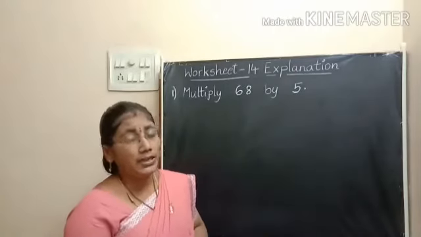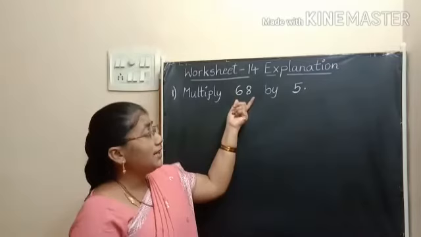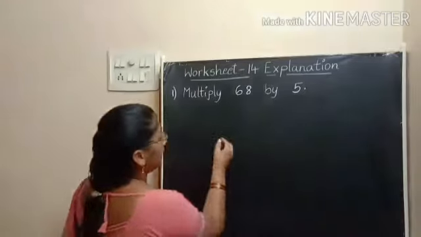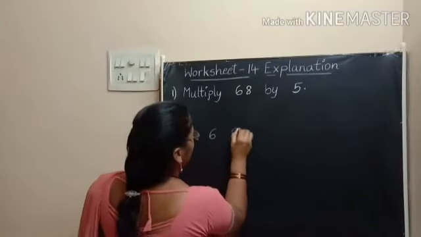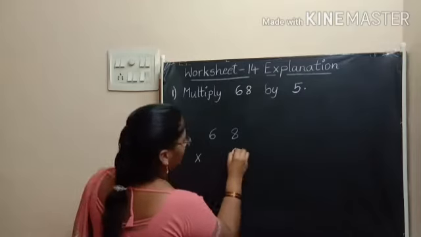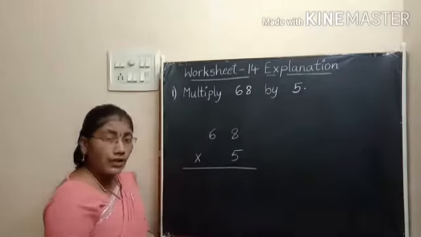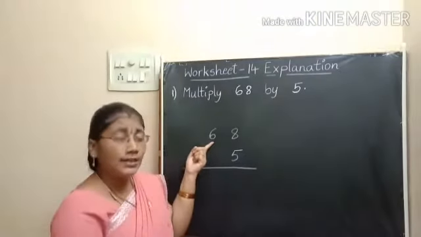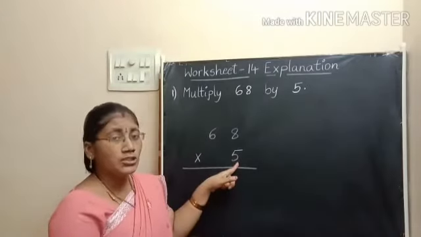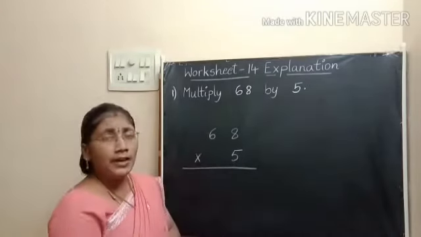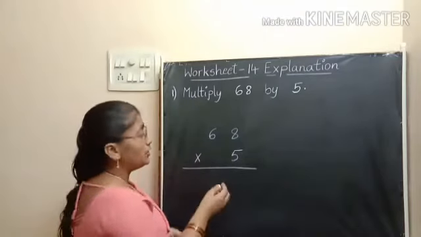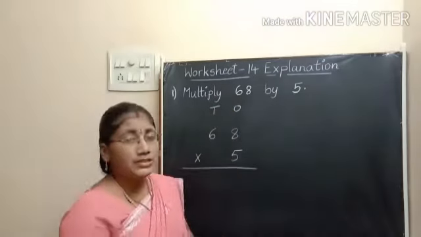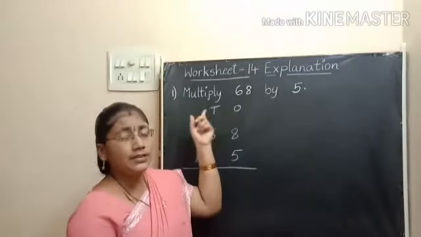Here 68 is the multiplicand, 5 is the multiplier. Now we should write 68 into 5. We should multiply each and every digit of the multiplicand with the multiplier. Understood children? How many digits are in the multiplicand? 2 digits. So we should represent them with 2 places, ones and tens.